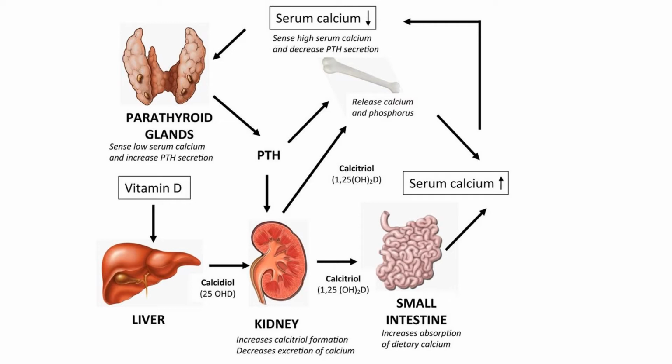Your parathyroid hormones sense the level of calcium in the blood in a negative feedback system. So if there's low calcium in the blood, then more parathyroid hormone is released. That has several actions to improve the calcium level. And conversely, if the calcium level in the blood is too high, then the parathyroid hormone levels should drop.